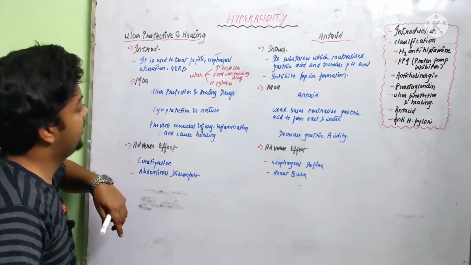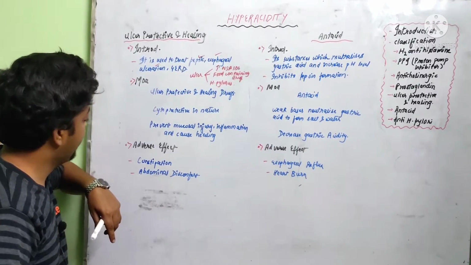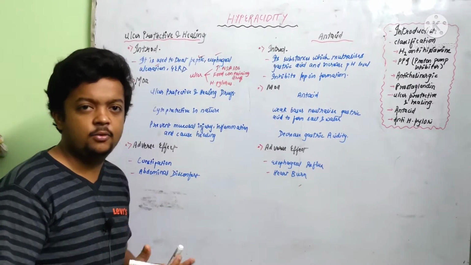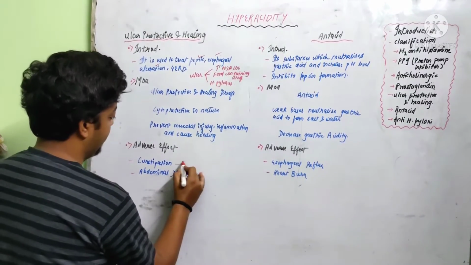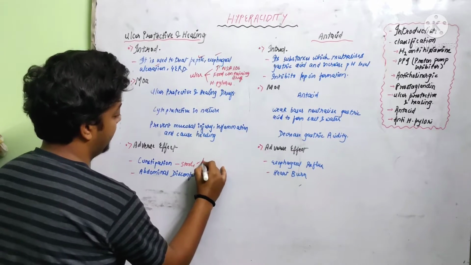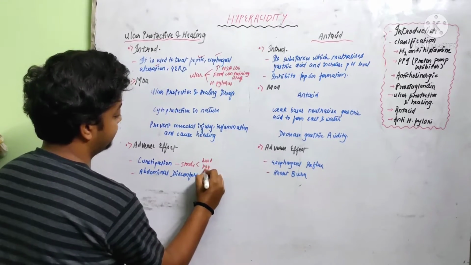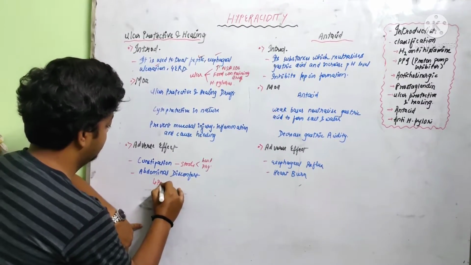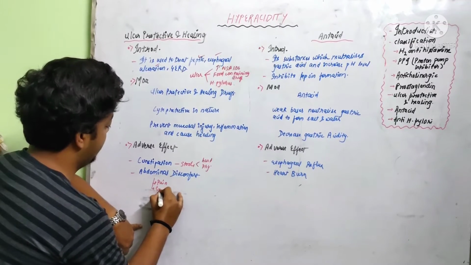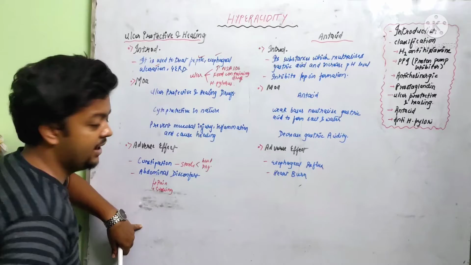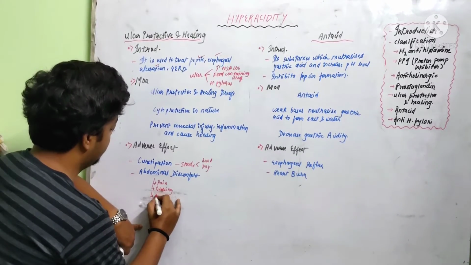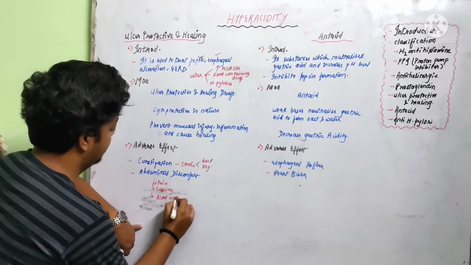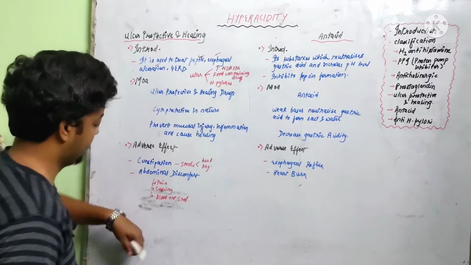So let us now leave the mechanism. We'll discuss it later on. Let us jump onto the adverse effects. First we have constipation. Guys, constipation means the patient is having difficulty in passing stools because the stools are hard and dry. Next we have abdominal discomfort. That means there can be pain in the abdomen, swelling in the abdomen, right? And sometimes you would also find the presence of blood in the stool.